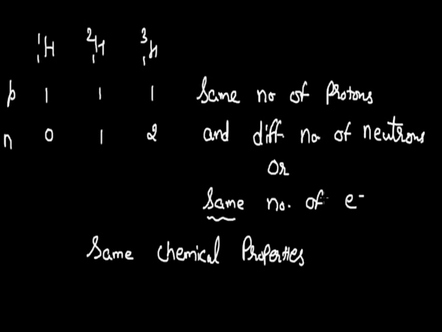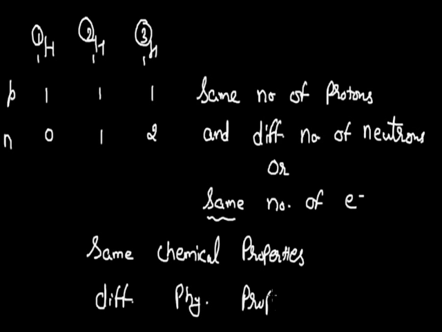Now if we talk about the physical properties of these three or any isotopic forms, the physical properties depend on the mass number, and these three isotopic forms have different mass numbers. So isotopes will always show the same chemical properties, while in the case of physical properties the values for different isotopes will be different. So isotopes show the same chemical properties and different physical properties. This one is important because in most competitive exams a question comes on this.